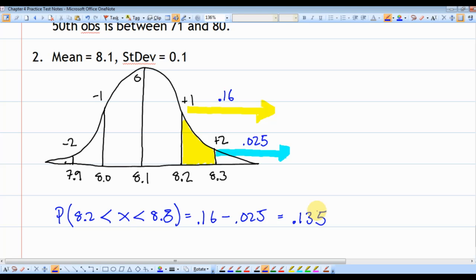Is that a P? That's a P, yes. Proportion or probability. So 8.2 is less than X is less than 8.3. Let me do this before you continue writing. This is 8.3, right? Wouldn't it be 7.9?